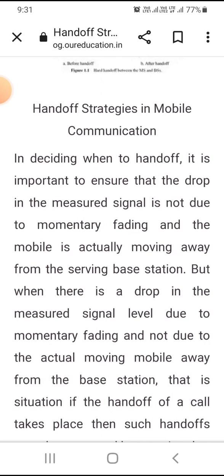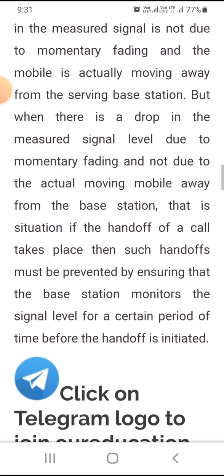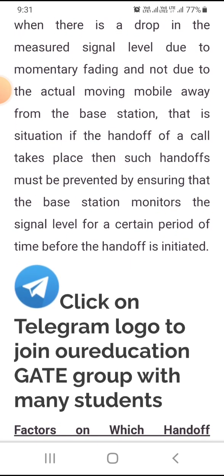In deciding when to hand off, it is important to ensure that the drop in the measured signal is not due to momentary fading, but that the mobile is actually moving away from the serving base station. When there is a drop in the measured signal level due to momentary fading and not due to the mobile actually moving away from the base station, a handoff must be prevented. This is done by ensuring that the base station monitors the signal level for a certain period of time before the handoff is initiated.